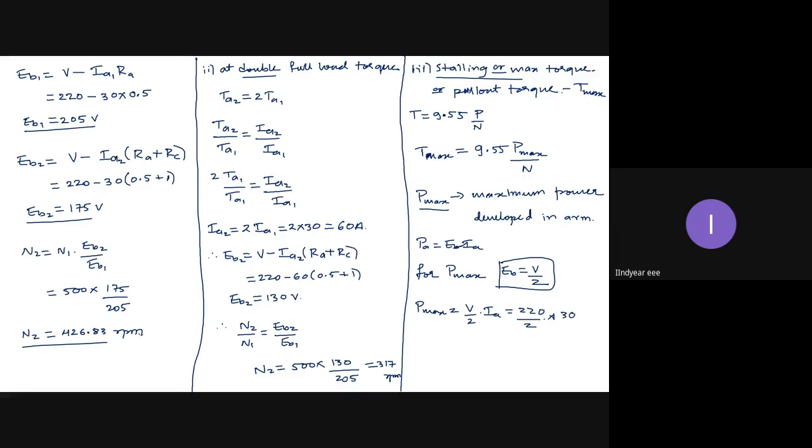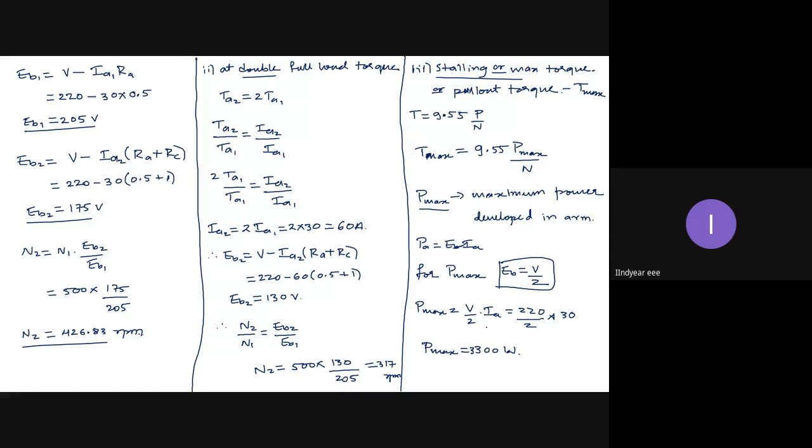I is 30 amperes, from the first case. This is not related to the speed control. This is the maximum torque. So the line current drawn was 30 amperes. Therefore, Pmax is 3,300 watts.